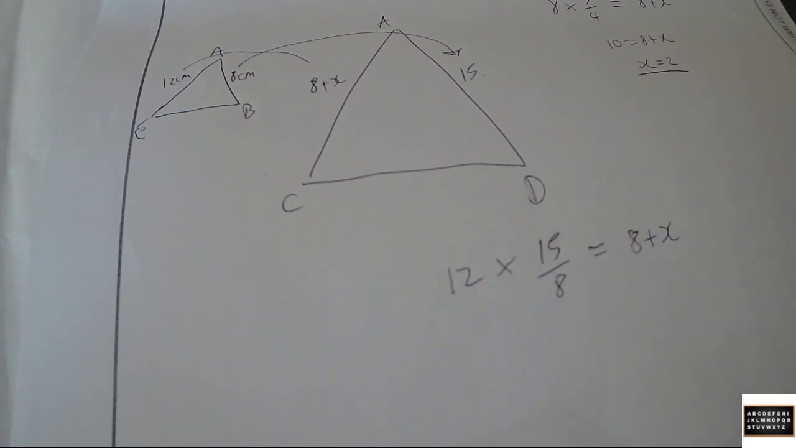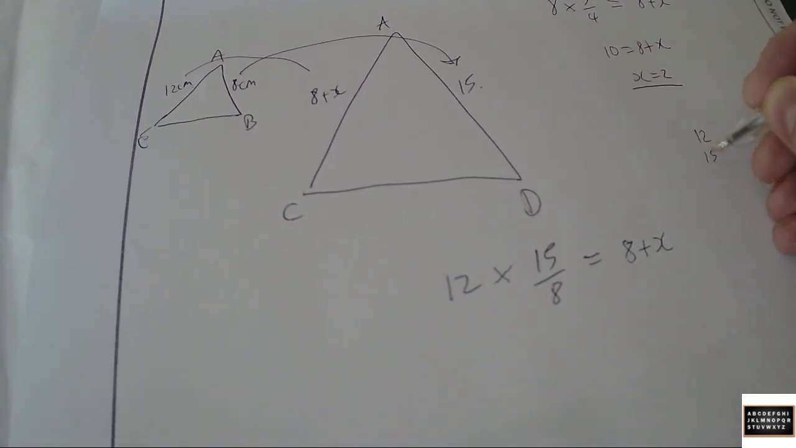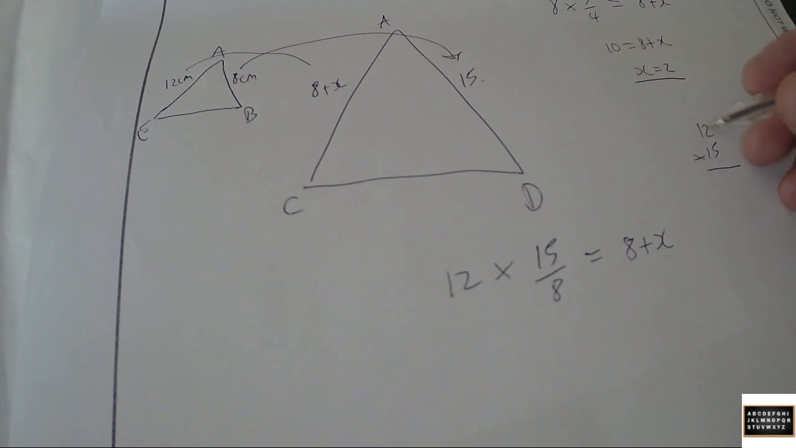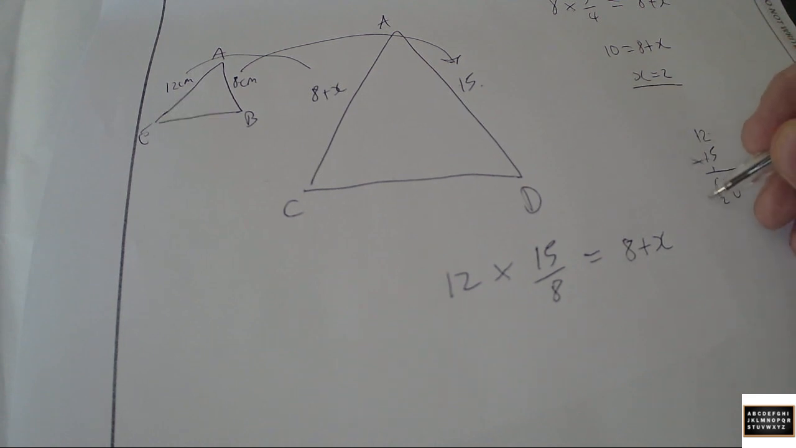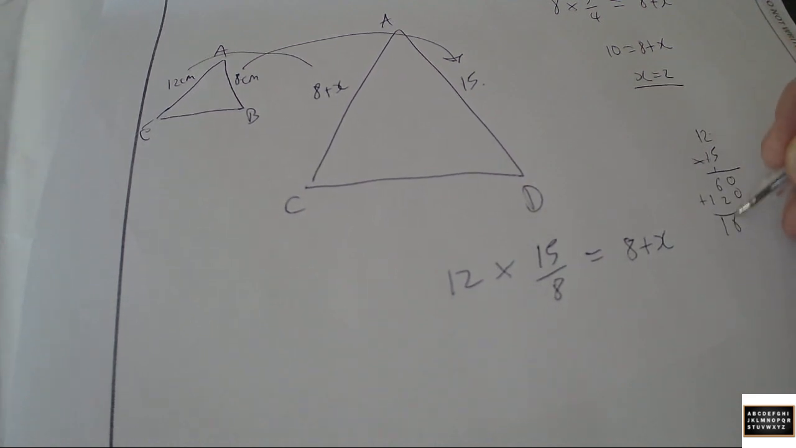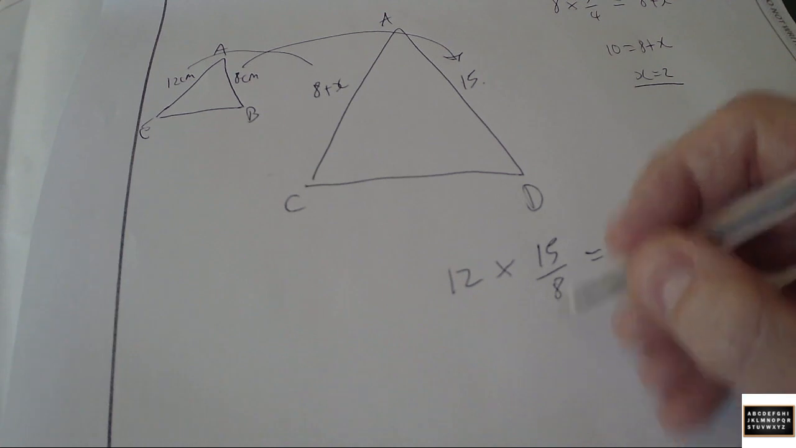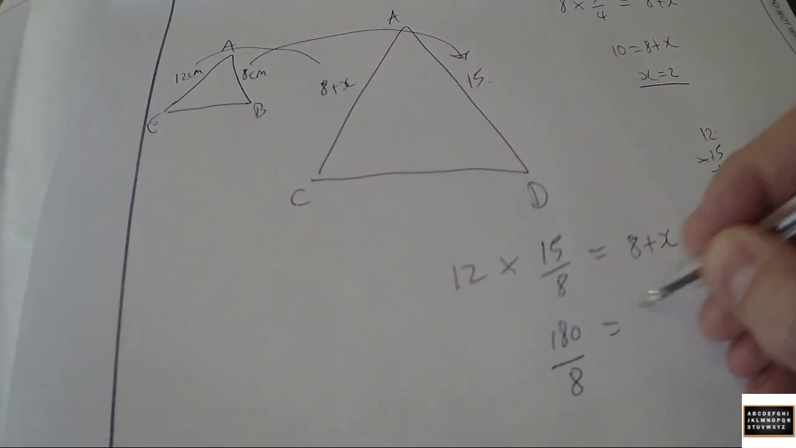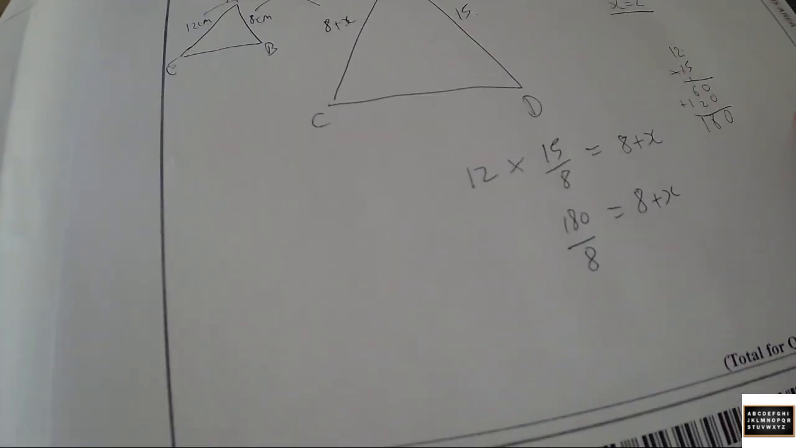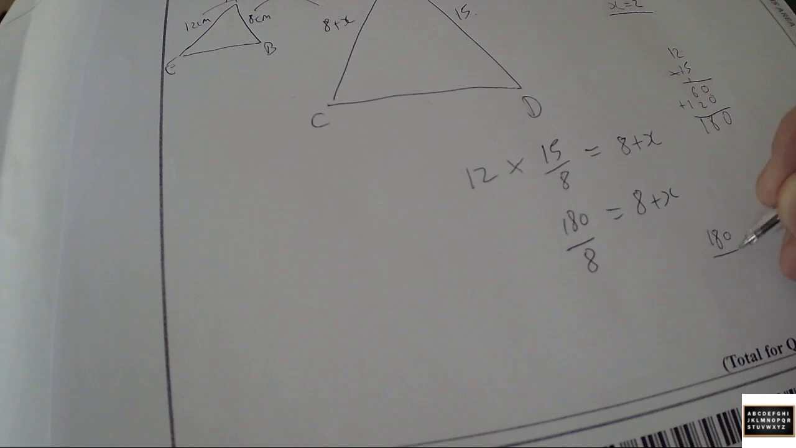And now 12 15s I can do without a calculator, or I have to work it out. So 12 15s, 5 2s are 10, 5 1s are 5, plus the 1 is 6, and then 1 2 is 2, and then 1 1 is 1, and then you're adding those up, you get 180. So this is 180 over 8, and that's 8 plus x. Lastly, I've got to subtract this 8, so I've got 180 over 8 minus 8 equals x.